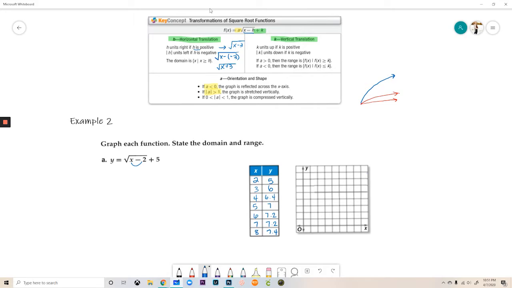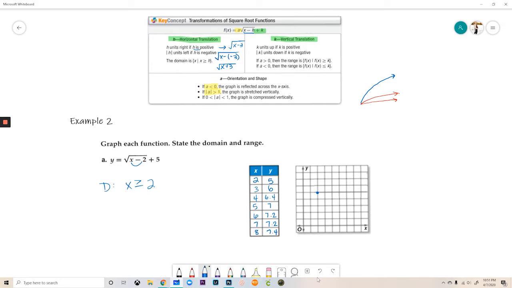So 2, 5 over 2 up 1, 2, 3, 4, 5. So here's the beginning of my graph. Okay, so from here I already know my domain has to be everything greater than or equal to 2, because anything less than that would give me negative square roots, and I don't want those.